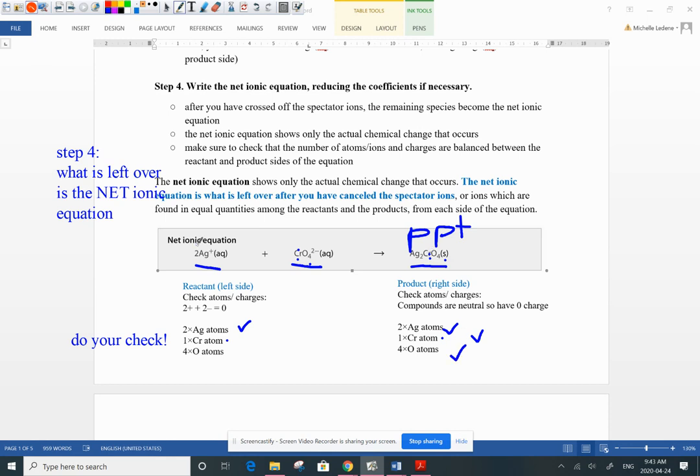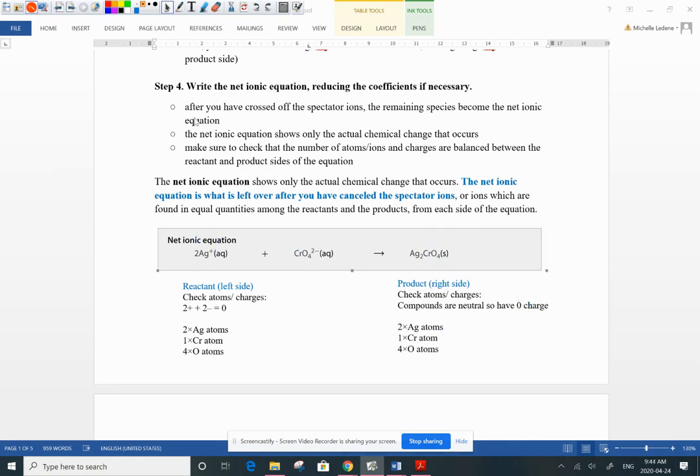Now I have to check my charges. Remember, this 2 is a multiplier, so I have 2 positive and 2 negative. That adds to 0. On the product side, I have a compound, and I know compounds are neutral, so they also have a 0 charge. So we're good to go here, guys. We've done our double check, and we now have our net ionic equation.